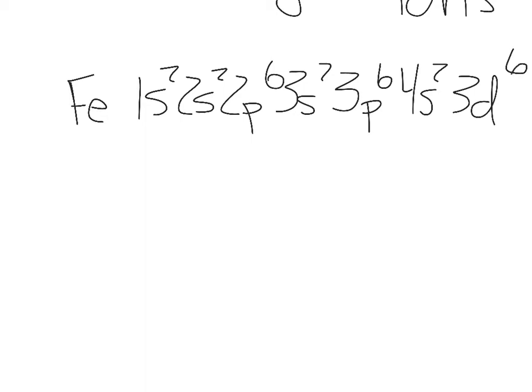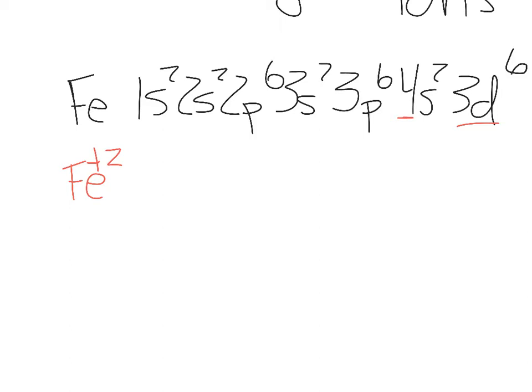If I was doing my electron configuration for the iron ion, Fe plus 2, then I'm going to remove 2 electrons. We did this last time, but what's important to remember is that when you remove electrons, you remove them from the highest energy level. And 3d is not actually the highest energy level. 4s is. Remember, the highest energy level is the one with the highest coefficient.